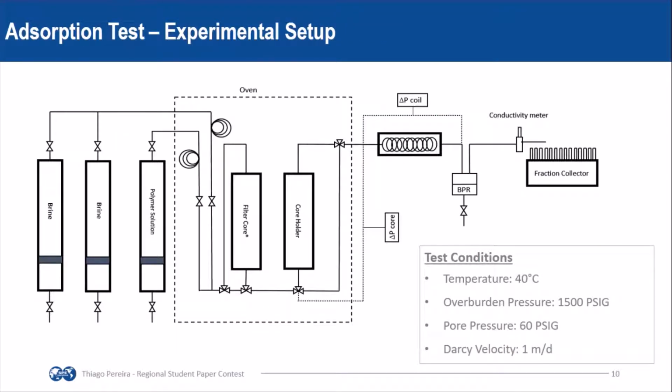This is the experimental setup used. Fluids were placed outside the oven to reduce degradation. Two thermosetting loops were set upstream of the core holder to ensure that fluids entered the porous medium at test temperature. A core filter was used upstream of the core sample to ensure that the polymer solution does not contain any lumps that may plug the pore space. And downstream of the porous medium, there was a conductimeter to identify the fluids interface and a system of capillary tubes that worked as a capillary rheometer to measure fluid viscosity. And test conditions are shown on the bottom right.